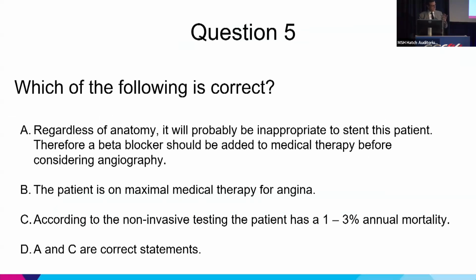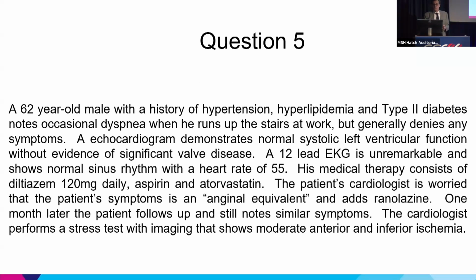A, regardless of the anatomy, it will probably be inappropriate to stent this patient. Therefore, a beta blocker should be added to the medical therapy before considering angiography. B, the patient is on maximal medical therapy for angina. C, according to non-invasive testing, the patient has a 1 to 3% annual mortality. Or D, both A and C are correct statements.